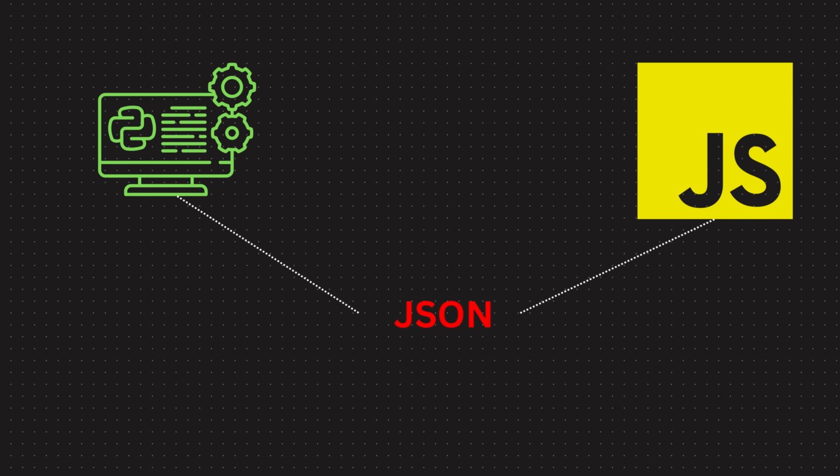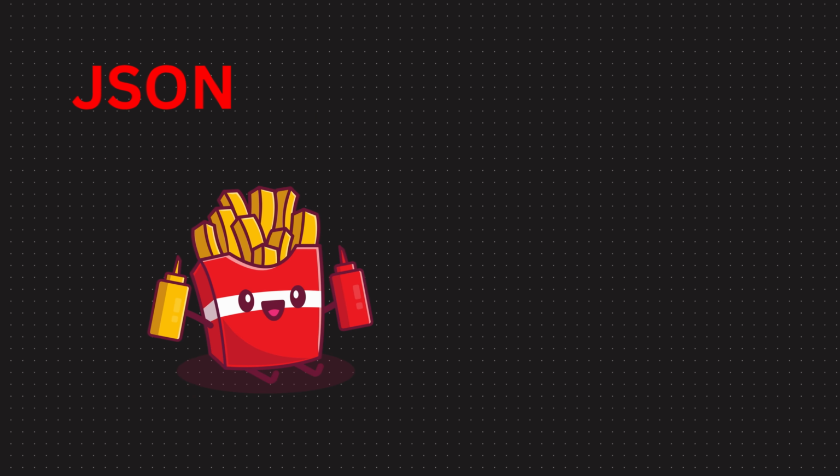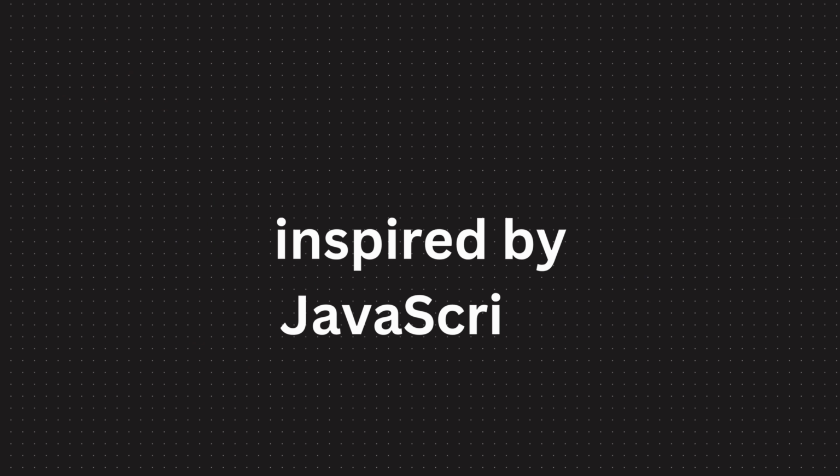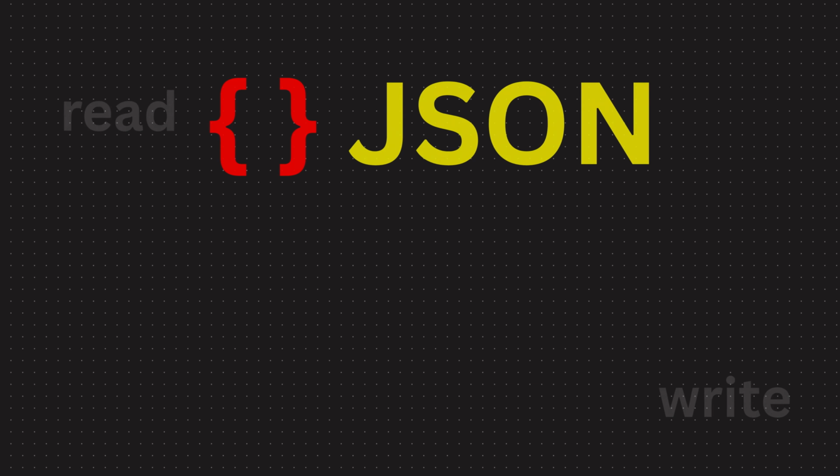JSON stands for JavaScript Object Notation. Now, that name is a little scary, but here's the most important part: you do not need to know JavaScript to understand JSON. Think of it this way: French fries are not just for people in France. JSON is just a text format inspired by JavaScript, but it's now used by virtually every programming language on the planet. Its job is simple: to structure data in a way that's incredibly easy for humans to read and write, and just as easy for machines to understand.